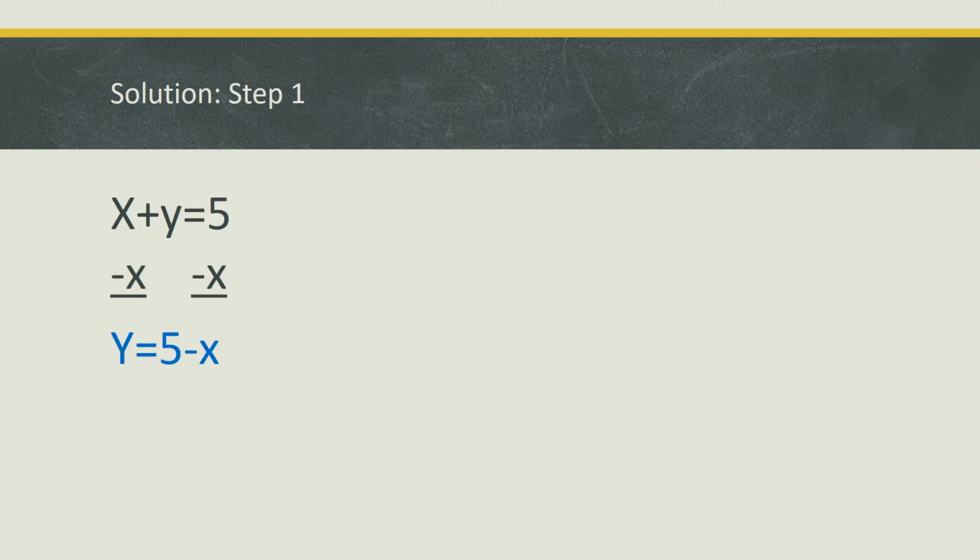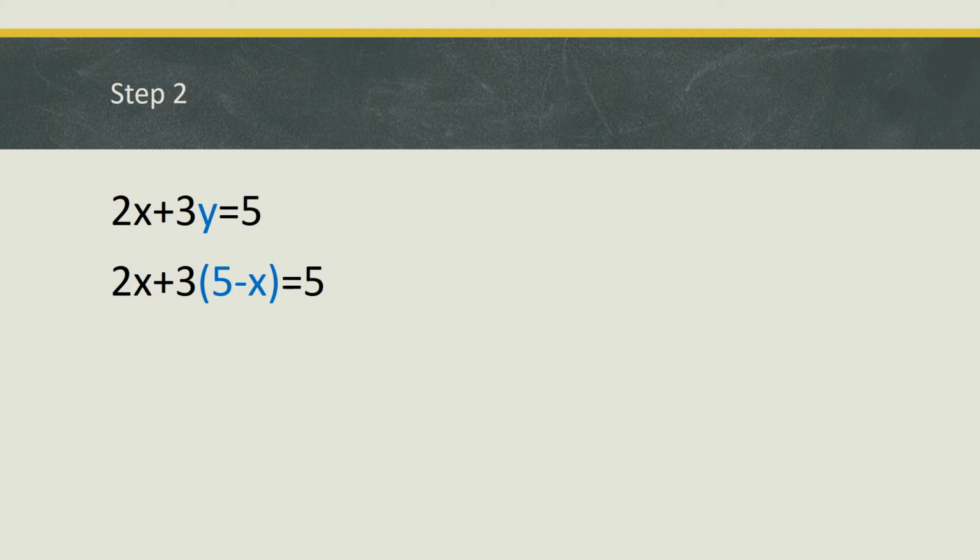Cancel out the x's, you just mark them out like this. For step 2, we will substitute 5 minus x into the second equation in the place of y. We can do this because y is the same as or equal to 5 minus x.